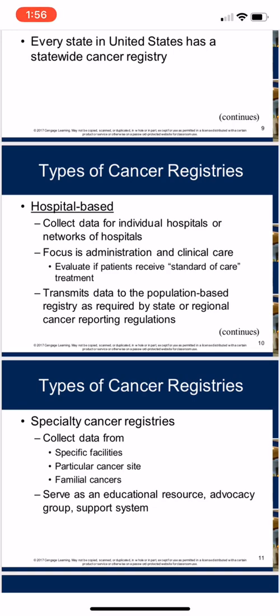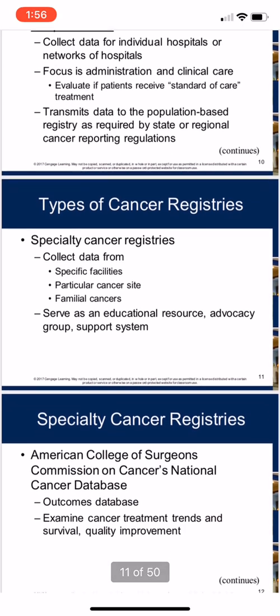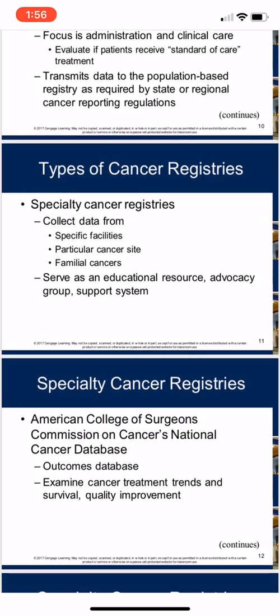And then we've got our special types of registries. So you can have a specialty cancer registry, and these are established for the purpose of collecting data from specific facilities for a particular cancer site or for familial cancers. And so we have some examples here.